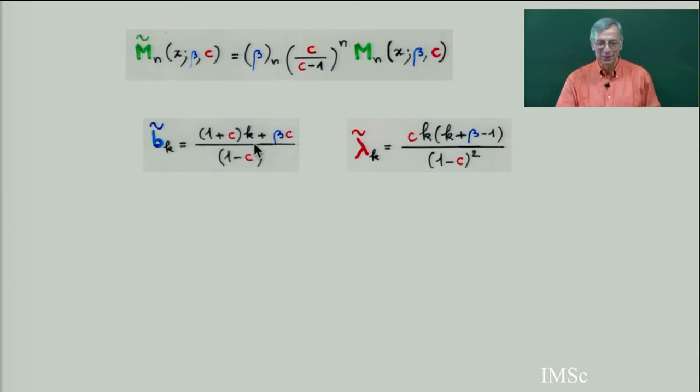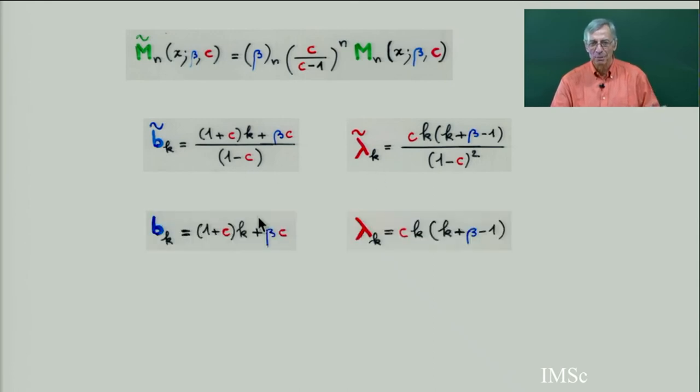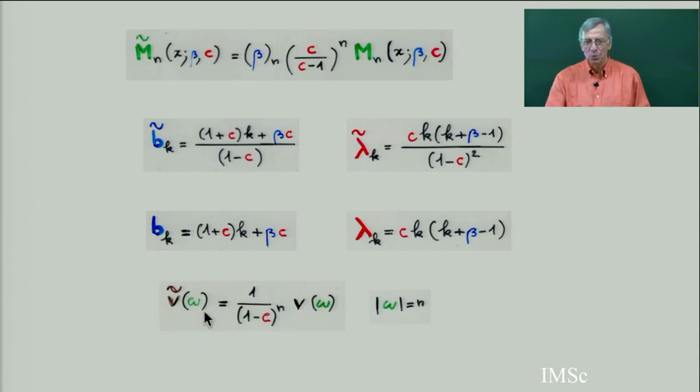If you compare to what you come from the Laguerre history, this is linear in k, this is quadratic in k, but this is symmetric. c plus beta minus 1, this looks like the beta of the Laguerre. 1 plus c, but there is this factor here. Okay, let's cancel them. We don't need it, because each time there will be the weight. I will do this, and the weight for this b_k, lambda_k is an easy transformation of the weight coming from this Meixner polynomial.